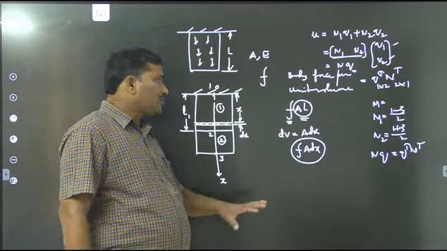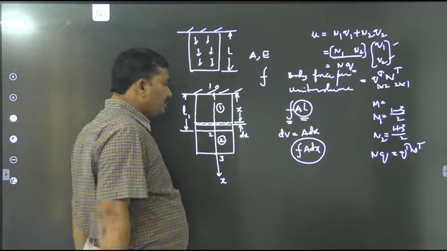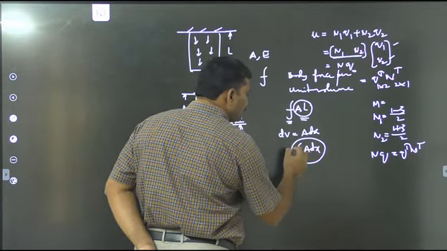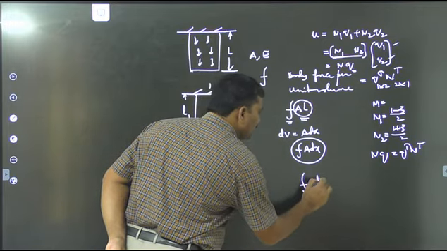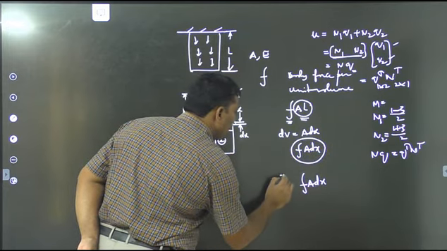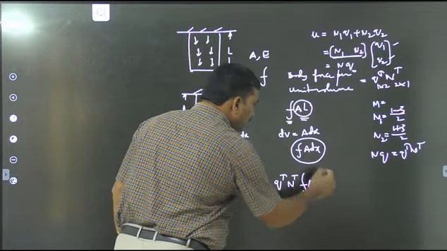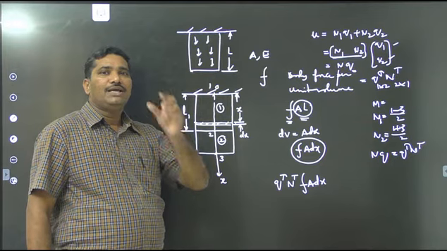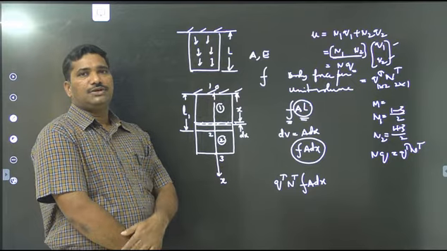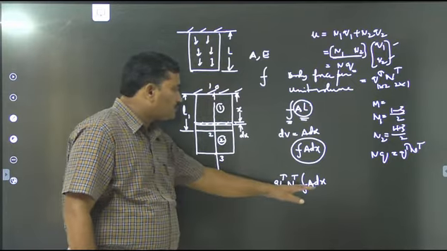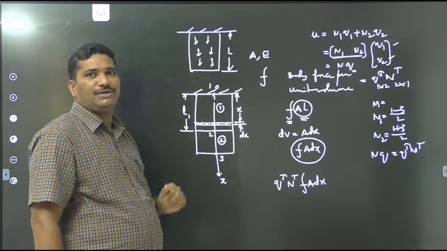In place of NQ, I write Q transpose into N transpose for my convenience. Therefore, the work done by the body force of the infinitesimal element is F A dx into Q transpose into N transpose. This is the expression to determine work done by the body force of the infinitesimal element. Understand?